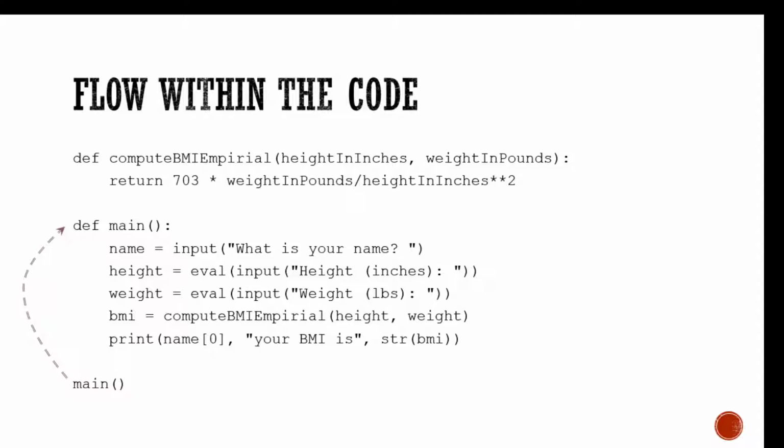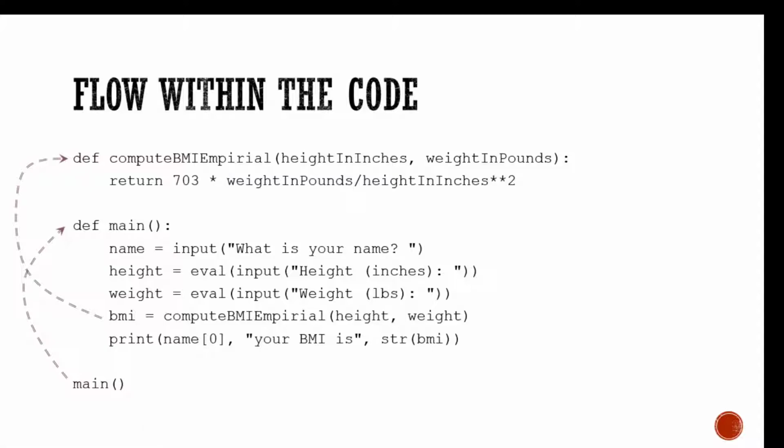They do exactly what the rules say, and the rule says, okay, I start at the script after all these functions, and then I do exactly what you tell me. Hey, go do the main function. All right, so at that point, it asks, hey, what's your name? It says, what's your height? What's your weight? And then it makes the call to compute the BMI using the empirical measures.